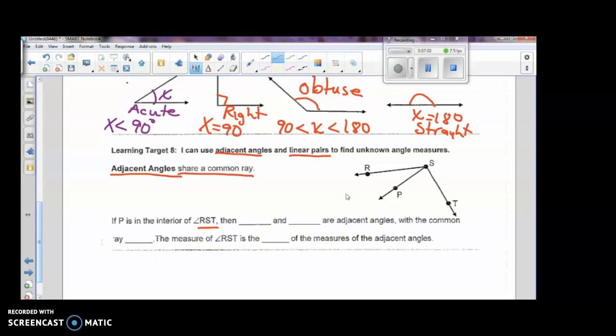So P is the interior of the big angle RST, and we would say that angle RSP, and remember to always do that little angle sign so we know what we're talking about, and angle PST are adjacent angles with the common ray. Now, how do we figure out what the common ray is? Well, it's the letters that they share. So in this case, P and S are the rays that they share.